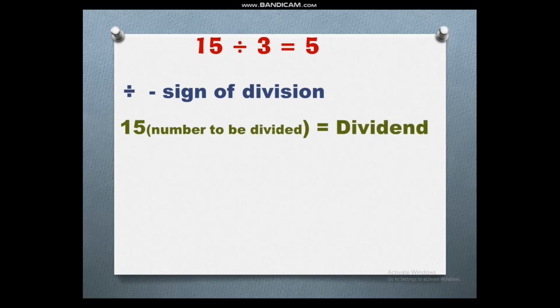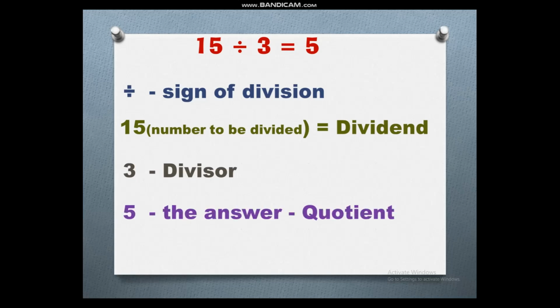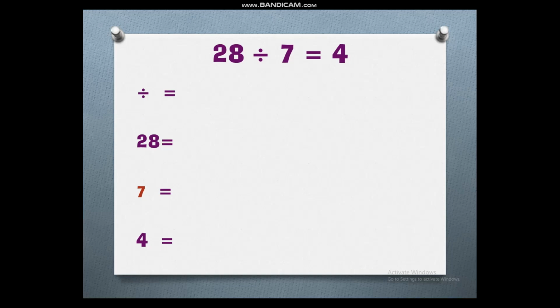Now 15, the number that we are going to divide, and you can see this is the biggest number in this fact. So the number that is to be divided is called dividend, and the number with which we are dividing the dividend is called divisor, and in this case the divisor is 3. And after dividing the dividend by divisor we get the answer, and this answer is called quotient, and here the quotient is 5. Now we'll do one more example.